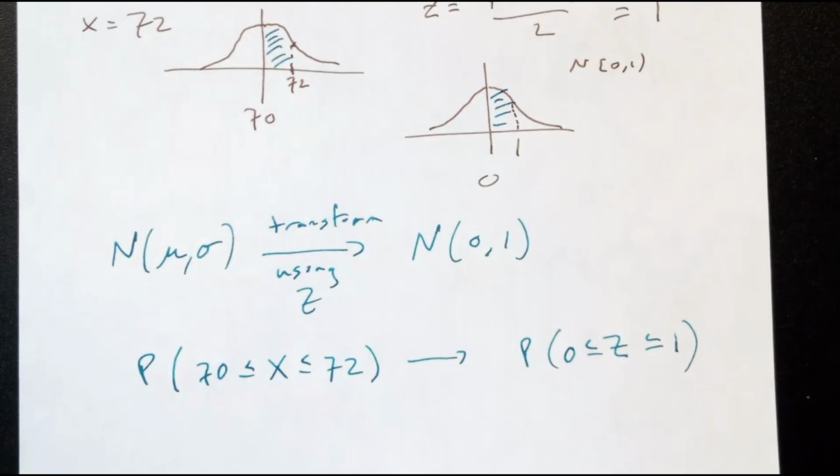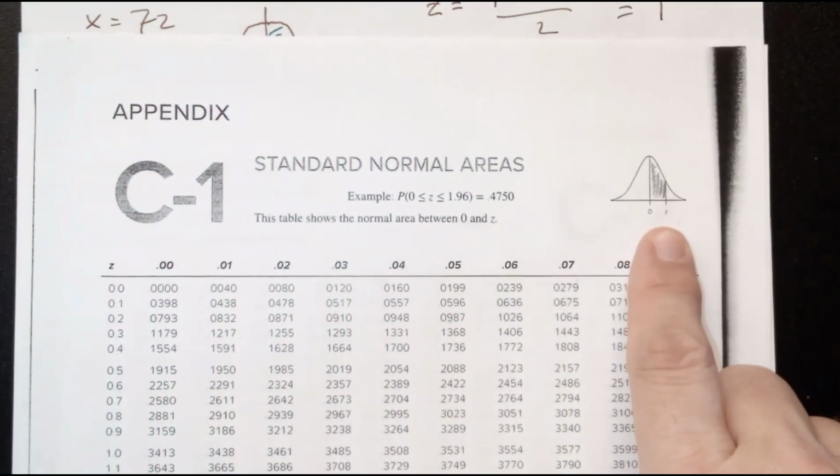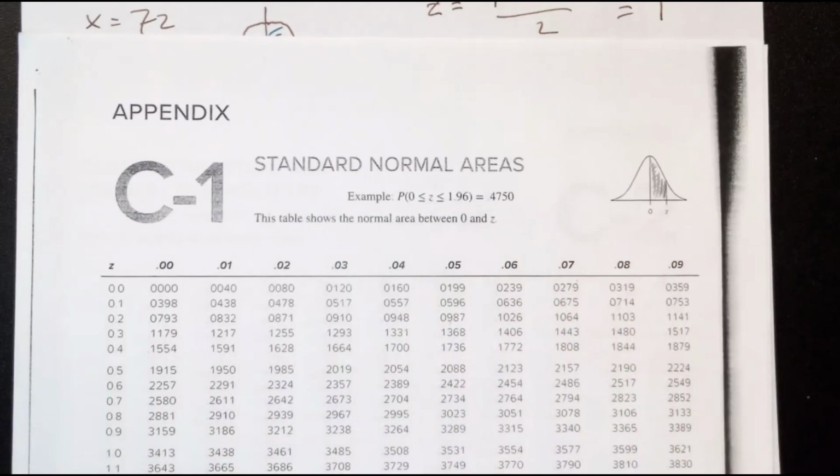This is in your book. Appendix C in your textbook. I didn't make this up. This is in your book. But now I have to find the z-score of 0 and the z-score of 1. And in this picture, look at what is shaded. What is shaded is from 0 to the z-score I want. Which means if I want to know the answer to the question I just asked you, I need to find z equals 1 on this table.